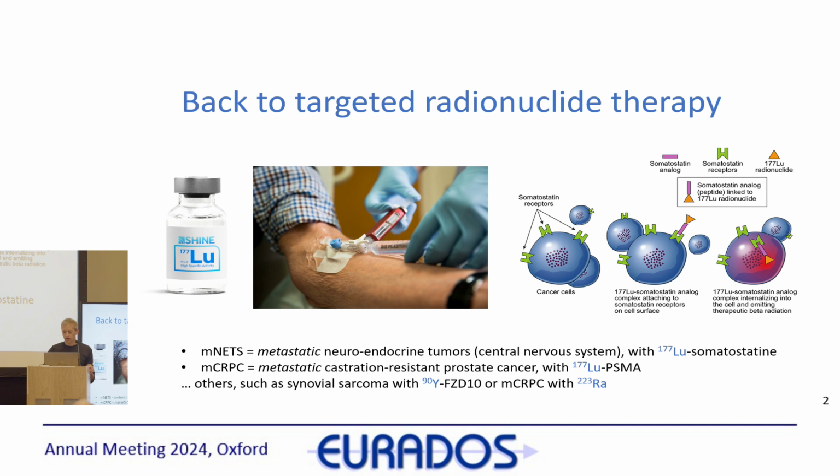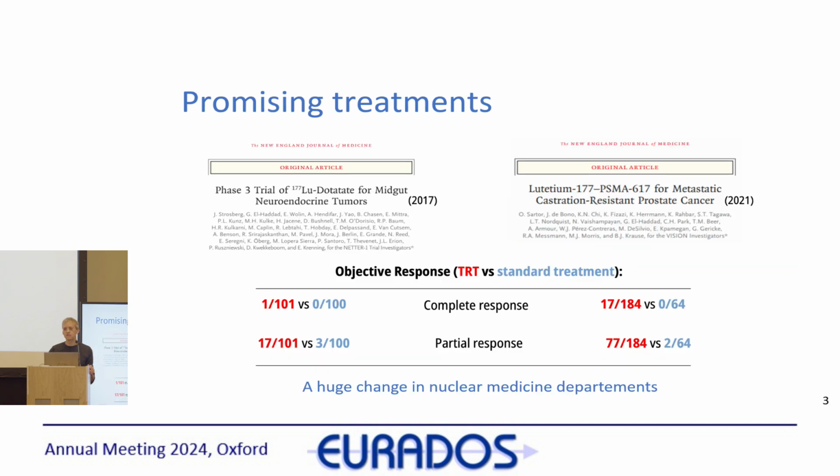So the compound is made of somatostatin analog, which is coupled with the lutetium-177, and then the particles released by the decay of this radionuclide deal damage to cancer cells. So the most recent and known therapy like this is the one with the lutetium PSMA for prostate cancer, but there are several other therapies. This is a very promising treatment with several phase 3 clinical trials that demonstrate the efficiency of this therapy.